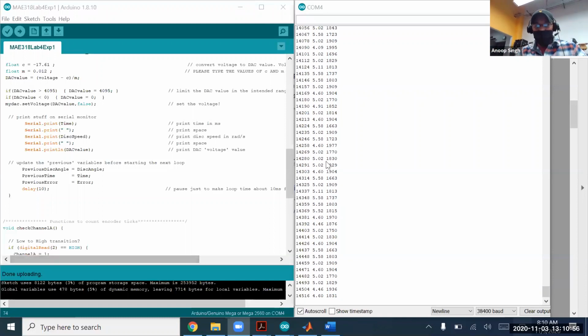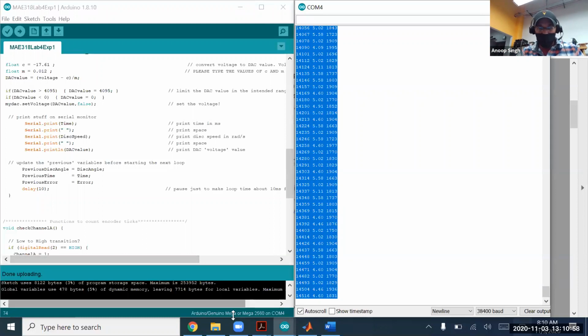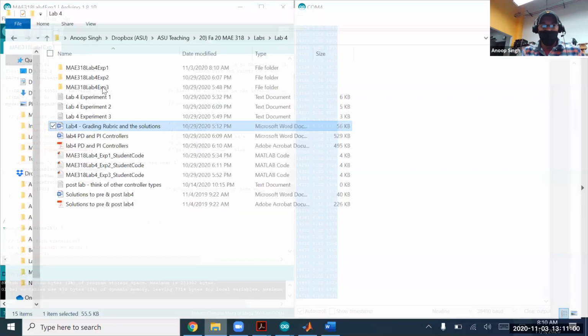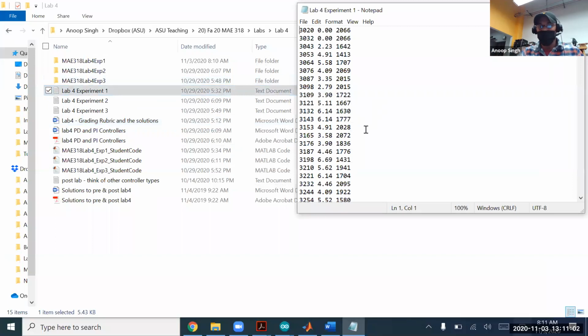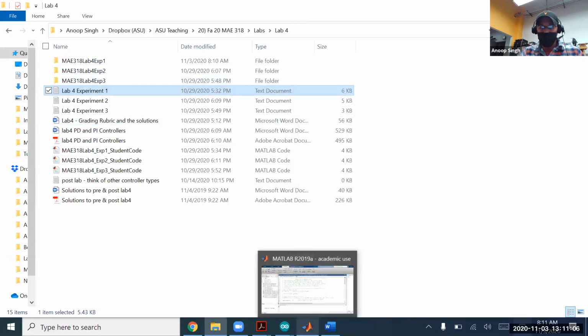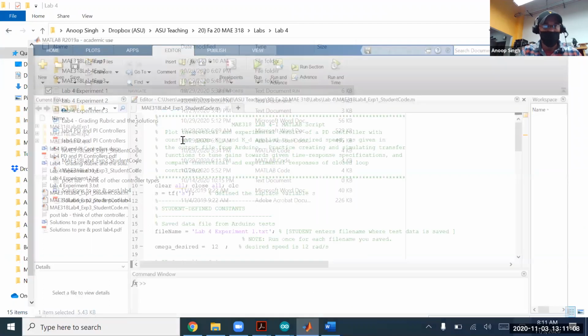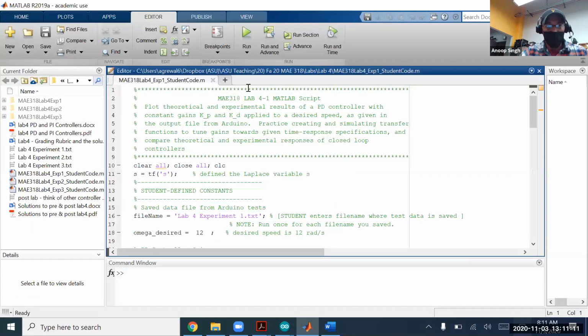So now you're going to take all this data and save it in the text file, which I already have over here. So this is my text file with the data. And the next step is to run this data through MATLAB. So let's open our MATLAB file, which is right here.